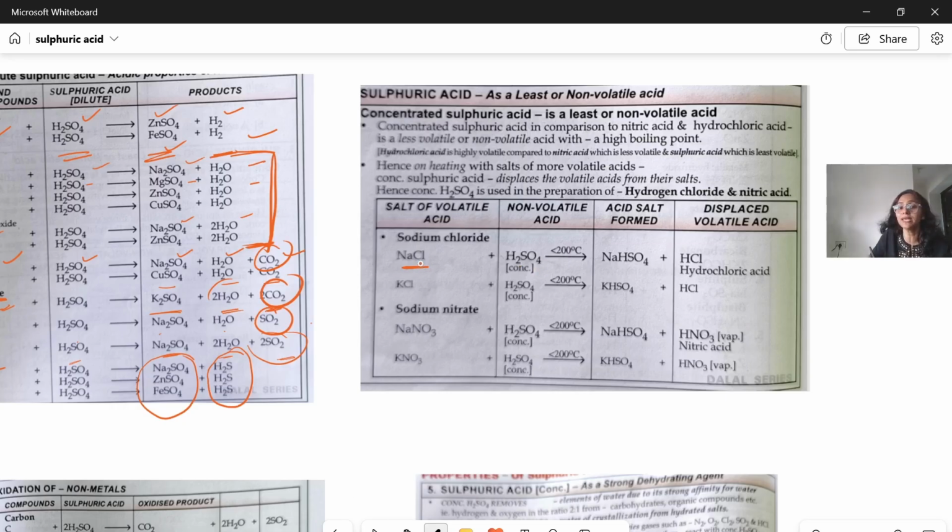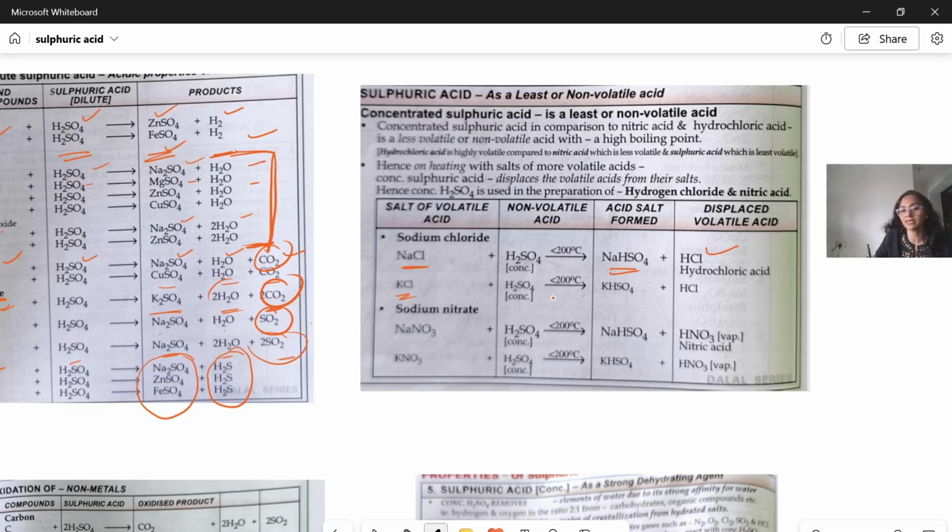It will displace sodium from sodium chloride. So it will form sodium bisulfate plus HCl. Why? Because HCl is more volatile. H2SO4 is less volatile. So the less volatile acid displaces the more volatile acid. So they displace the volatile acids from their salt.